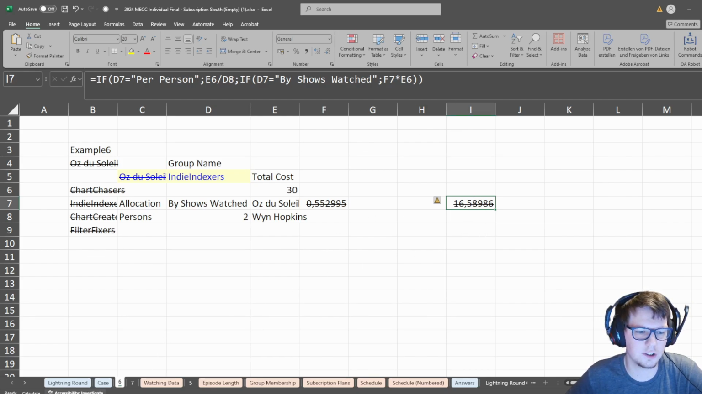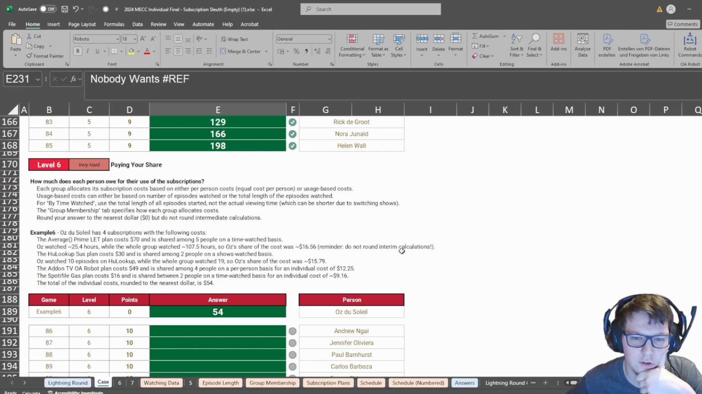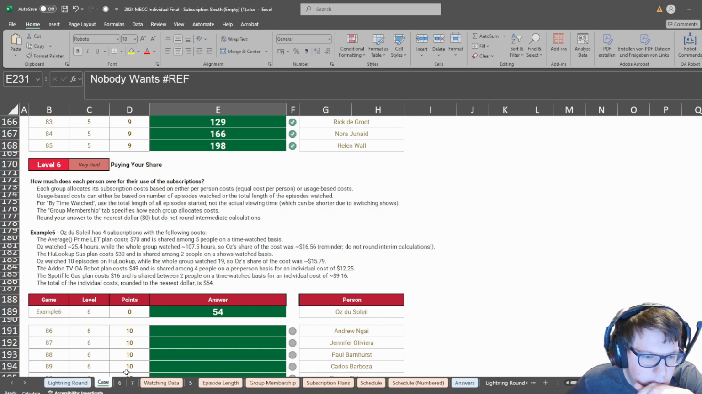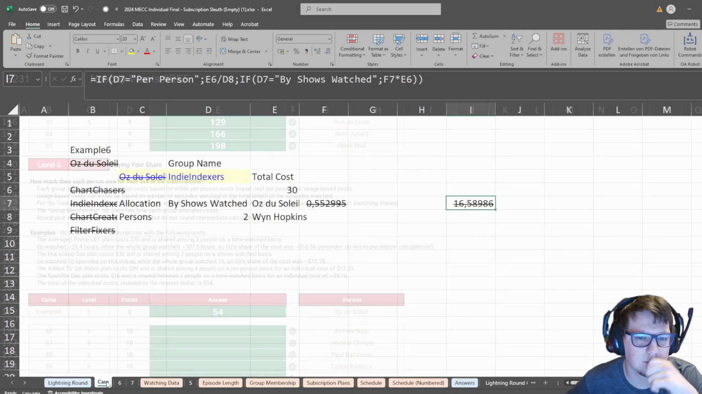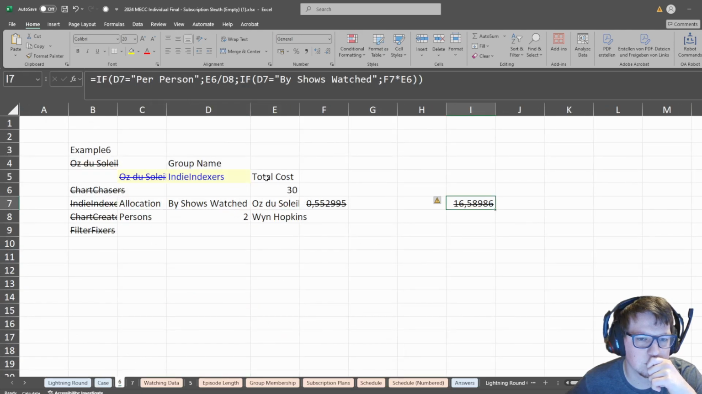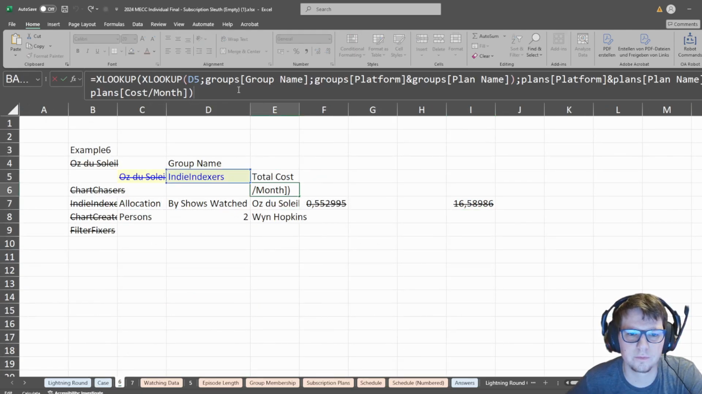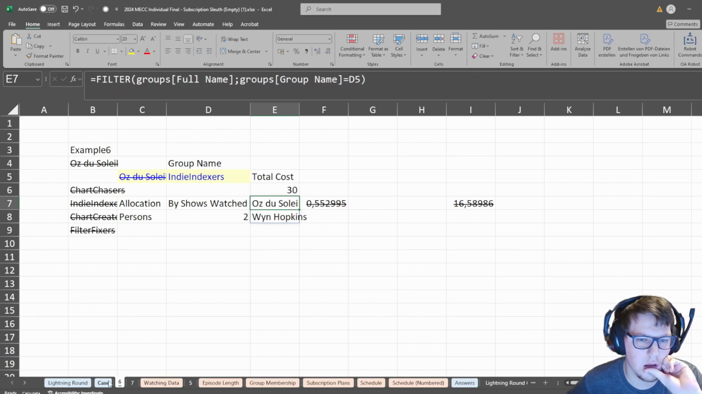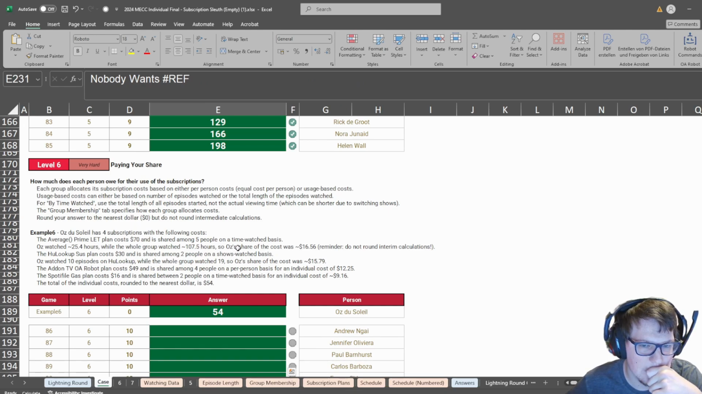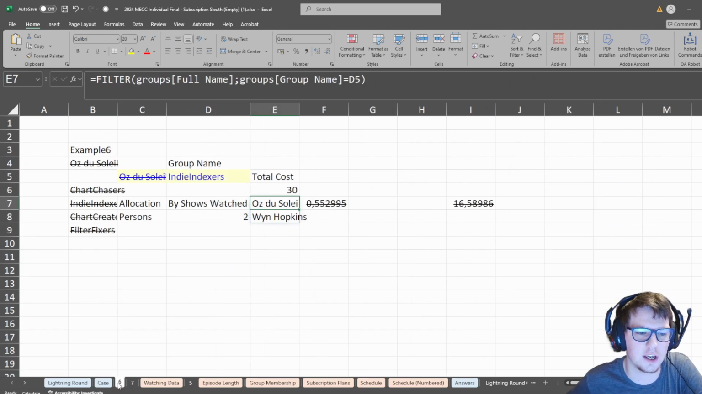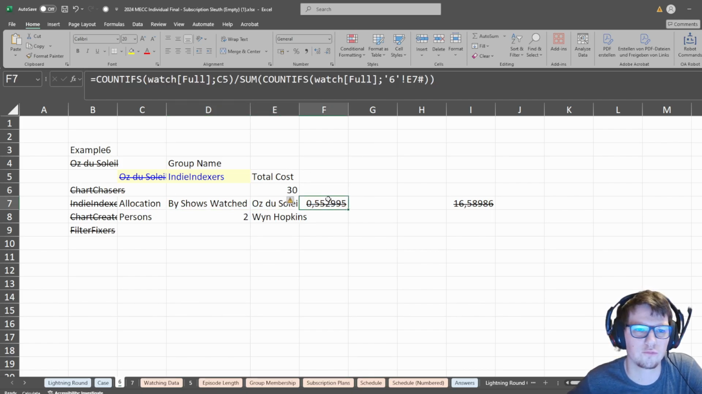So for this we have 16.58. I don't know if we have to round this. We do not have to round this. It's written right immediately here, but it's 5.89, not 5.8. The average Prime Net plan costs 70. On who look up. Okay, so we have to take just shows watched on who look up, which is fine.